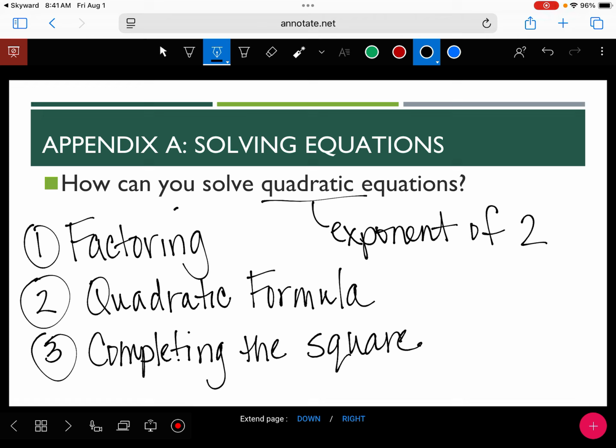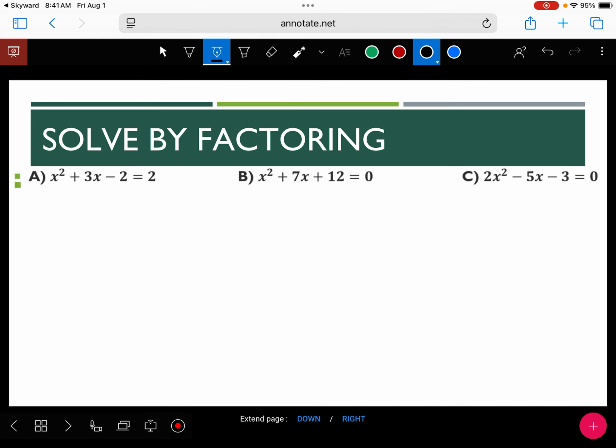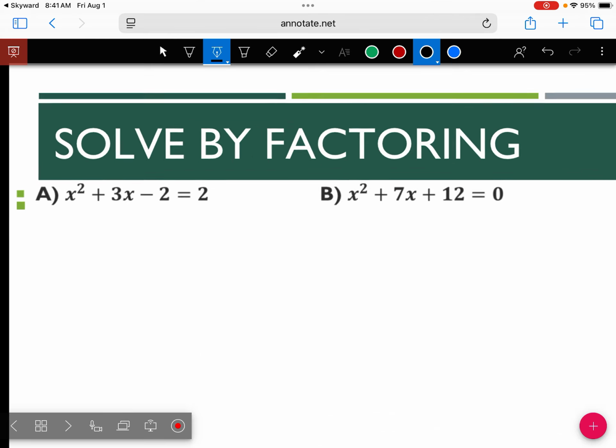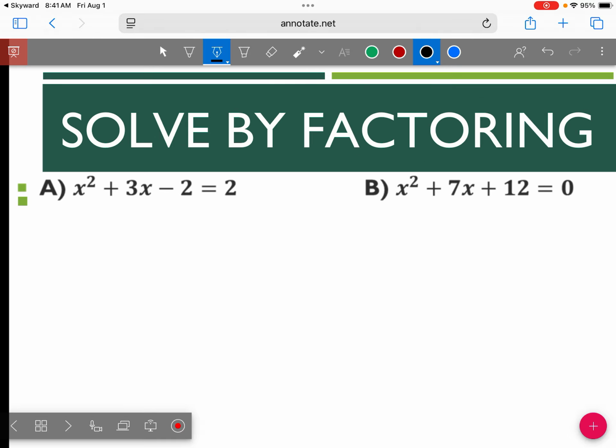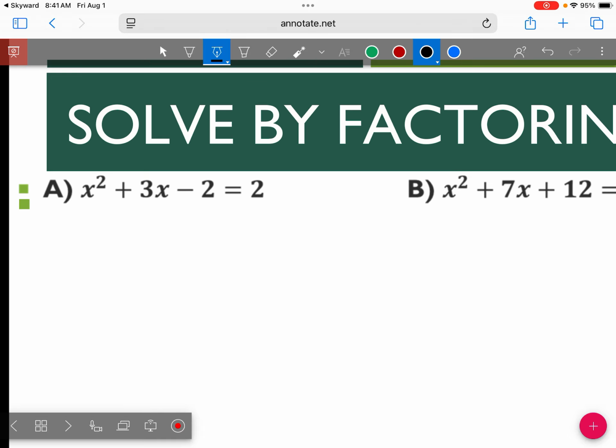Okay. So I think we have time to do 2 more questions and then we'll end there. So we're going to actually do all 3 of these methods. Today we're going to start with factoring because that's the one that you should hopefully remember. If not, I'm going to help you with that. All right, so don't copy down all of these. Just copy down A and B. And we're going to start off by factoring.